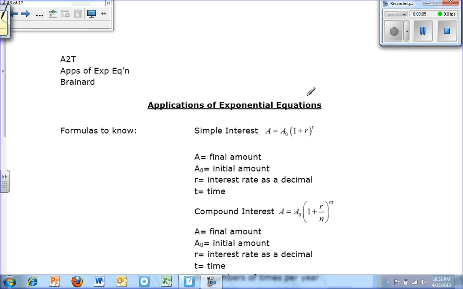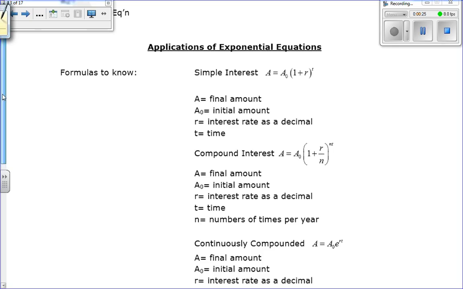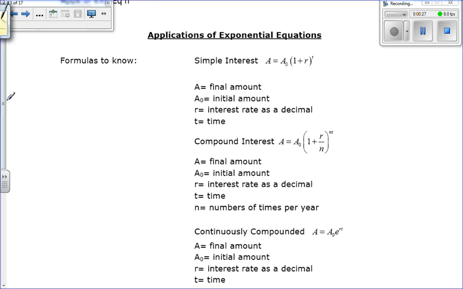Welcome back. Today is day 6 of our exponents unit. Today we are finally getting to the applications of exponential equations. So basically this is, why do we have to do what we've done and where does it take place? Well, the most familiar place you see these types of problems is in a simple interest problem.